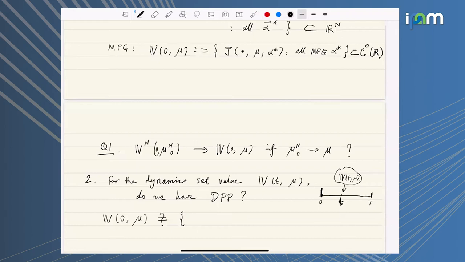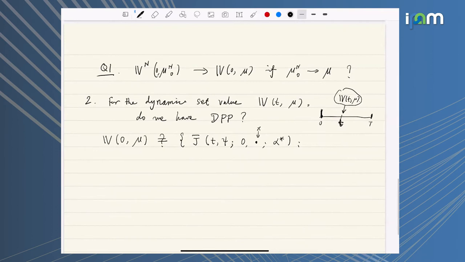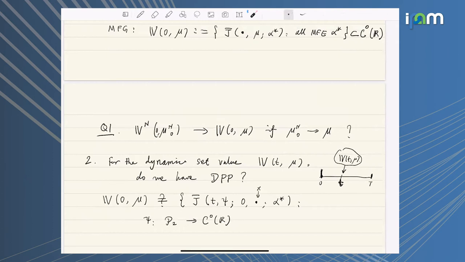So then the dynamic programming will look like this. I'll have J bar here. I'll put a T and a psi, and I'll explain what it means. Zero is time, and this is a function of x. For the standard control problem, the dynamic programming here will be the value function, a function of x. But now here I have the measure and x. So that's the measure, that's the x. So psi will play the role of this g here.